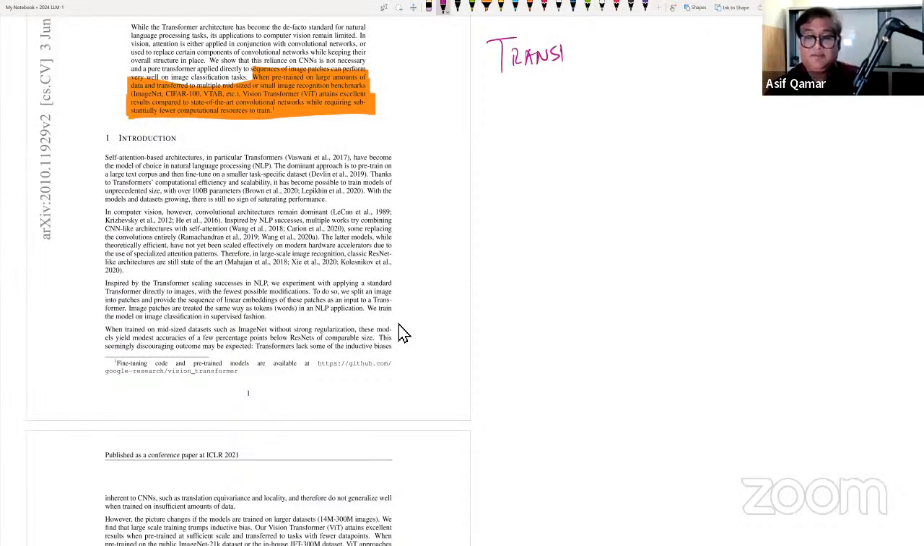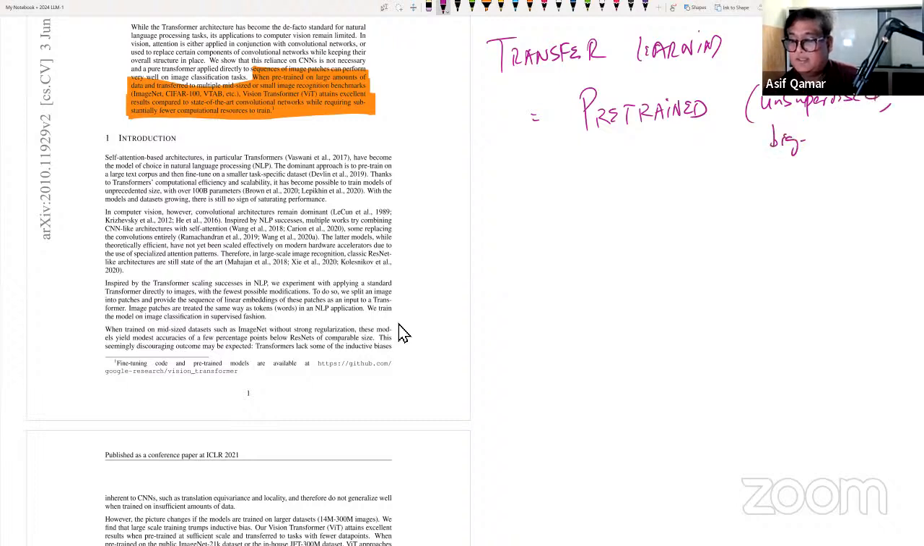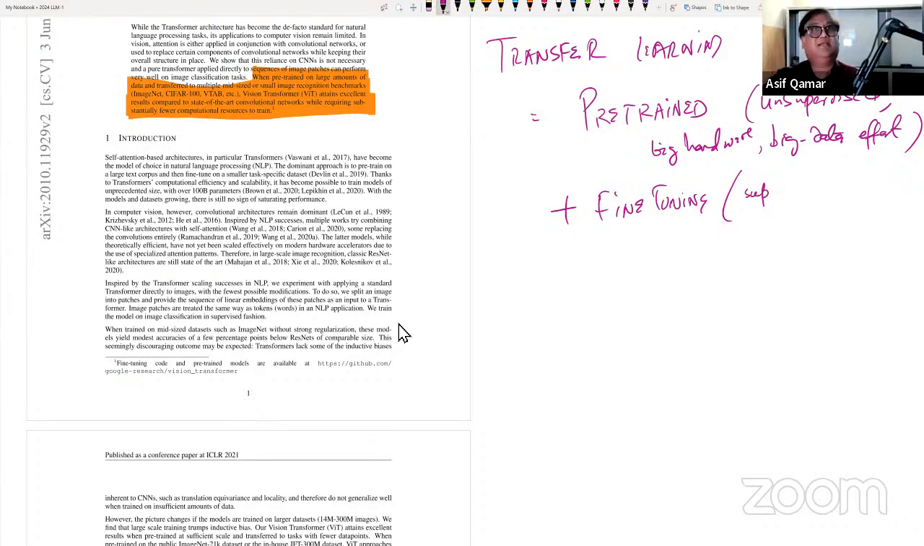So transfer learning is pre-training, which is unsupervised, a big data effort, big hardware effort, plus fine-tuning. Fine-tuning, which is supervised learning, means you give it the answers, right? Because you're not doing it on a masked language model or dummy task, you're doing it on some real task. Supervised learning, small data, small hardware. Relatively speaking, by small, you have to take it in context.